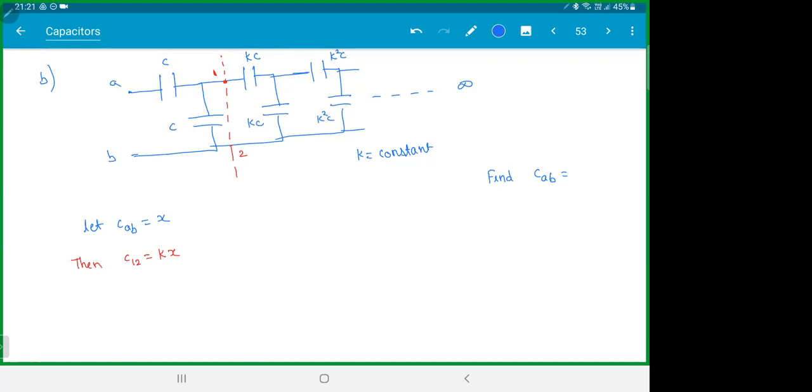Is that making sense? Because for 1 and 2, we replace C with KC. Therefore, the resultant also should be K times the initial. Therefore, the resultant should be K times CAB, which is nothing but KX. Is that making sense? Everyone, do you agree with that logic?